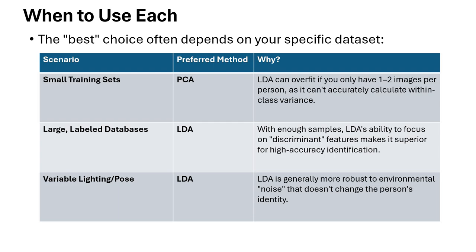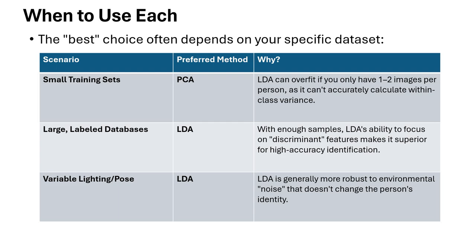LDA's ability to focus on the discriminant features makes it superior for higher accuracy identification. Similarly, if there is variable lighting or different kinds of poses, in those cases also we can go with LDA. LDA is generally more robust to environmental changes. It doesn't change the person's identity, so we pick LDA in cases of various lighting or pose differences.